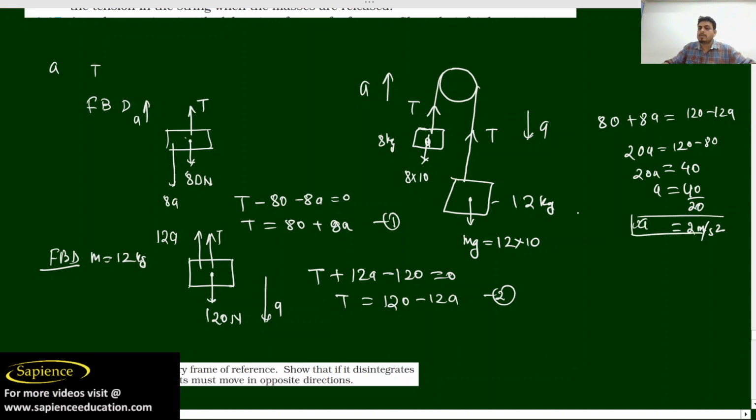Now next, in the same question they are asking for tension. So you can put the value of A in either equation and you will get the answer. So 80 plus 8 into A, that is 2. So this is 80 plus 8 times 2, which is 16. So this will be 96 Newton. So we have got tension as 96 Newton. I hope you have understood.